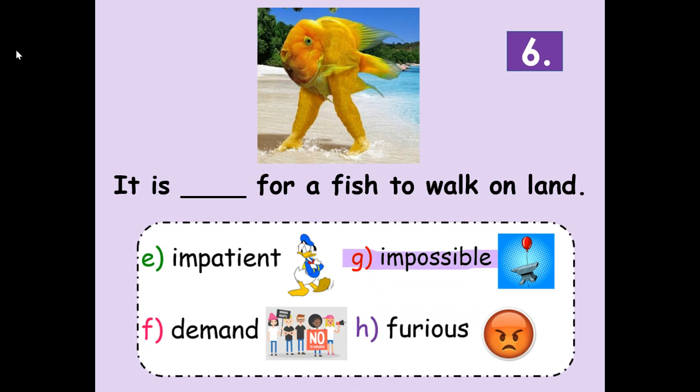Well, it is impossible for a fish to walk on land. Why? Because fish don't have legs and feet, they only have fins and flippers. So it is impossible for a fish to walk on land. Impossible.